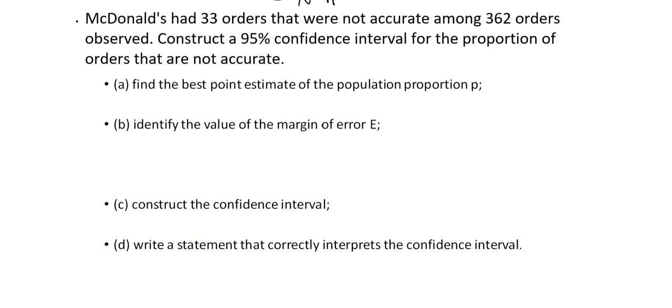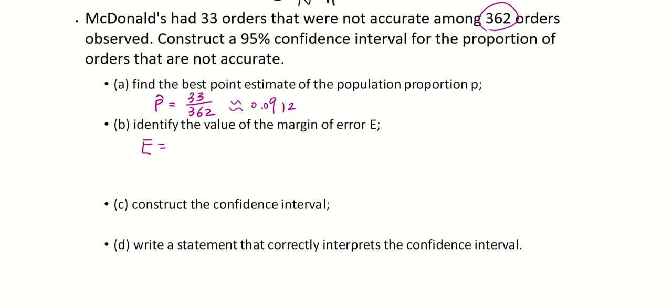We know the best point estimate for the population proportion will be the sample proportion P hat. So let's look at the sample given to us. We have a sample size of 362 orders and 33 of them were not accurate. So that would be 33 out of 362, which is about 0.0912. B. Identify the value of the margin of error E.